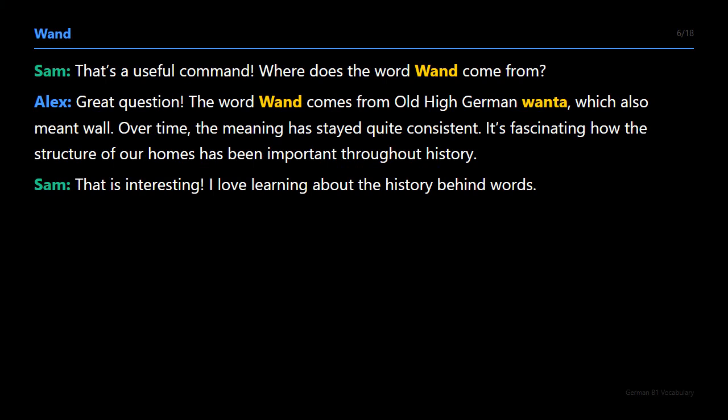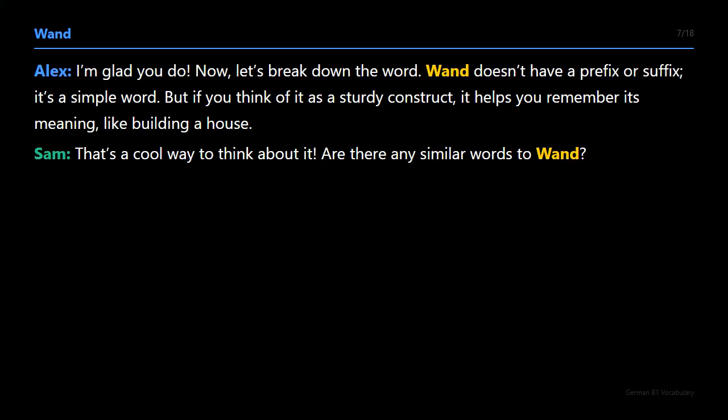I'm glad you do. Now, let's break down the word Wand. It doesn't have a prefix or suffix, it's a simple word. But if you think of it as a sturdy construct, it helps you remember its meaning, like building a house. That's a cool way to think about it. Are there any similar words to Wand?